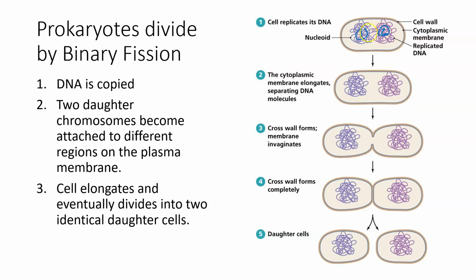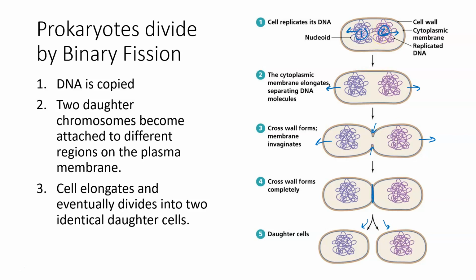It is identical to the first. Once you copy the DNA, you simply move this copy to one side, this copy to another side, and then you start elongating the cell. Okay, so the cell starts elongating, it pushes out, pushes out, pushes out. As the cell elongates, it pinches in the middle until eventually the pinching in completely separates the cell into two. Okay, these are identical daughter cells to the original parent cell.